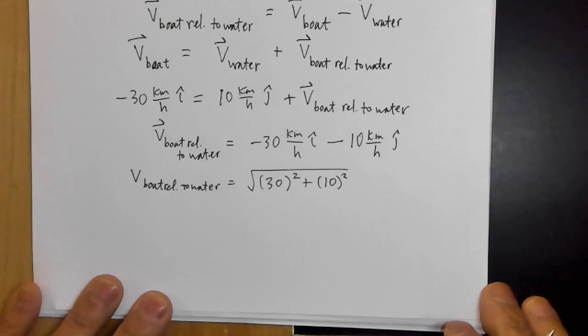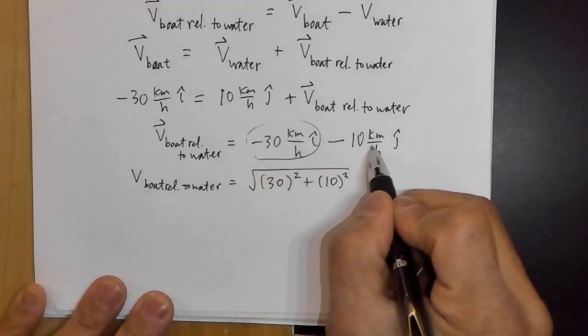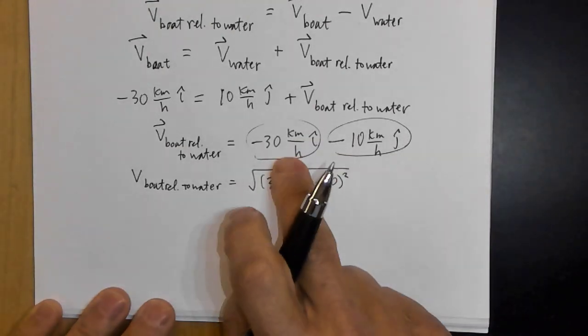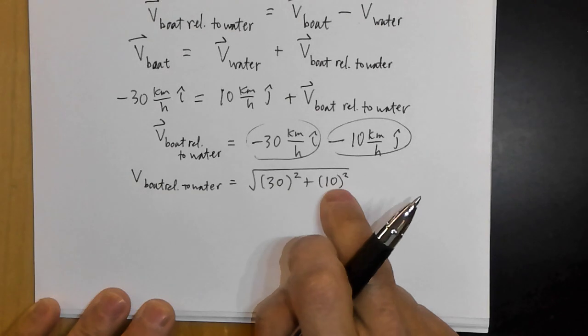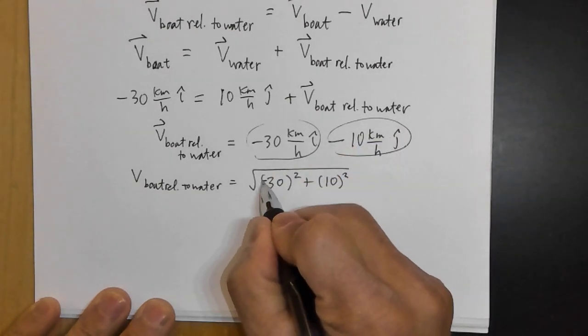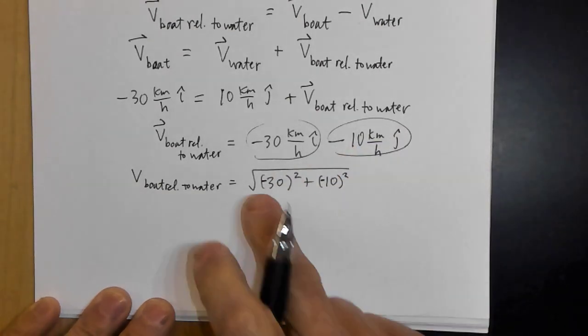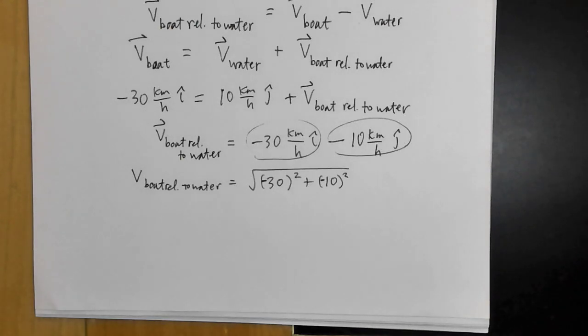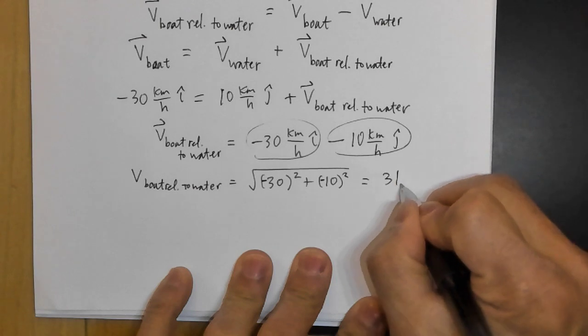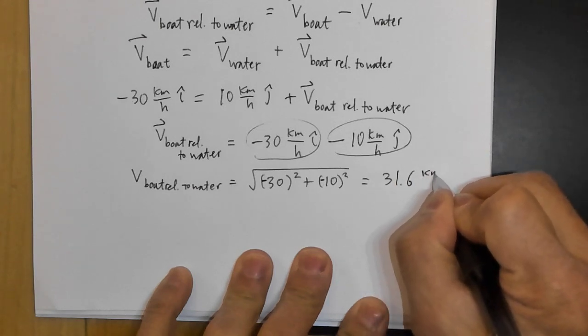Does everybody follow me on that? Because we have these two components. Okay. So if I take the x component squared, y component squared, okay, if you prefer to put the minus signs in, we can put the minus signs in and square them, they don't do anything. Okay, that comes out to 31.6 kilometers per hour.